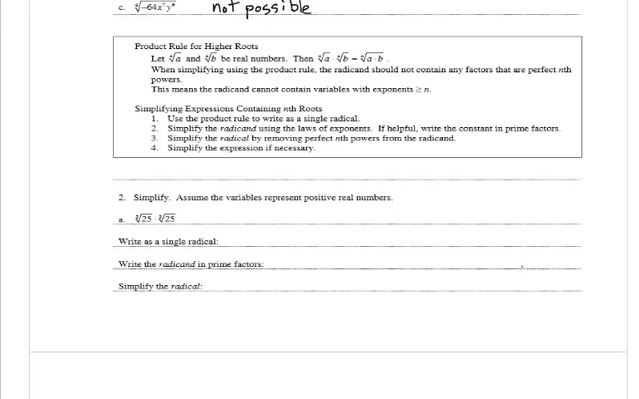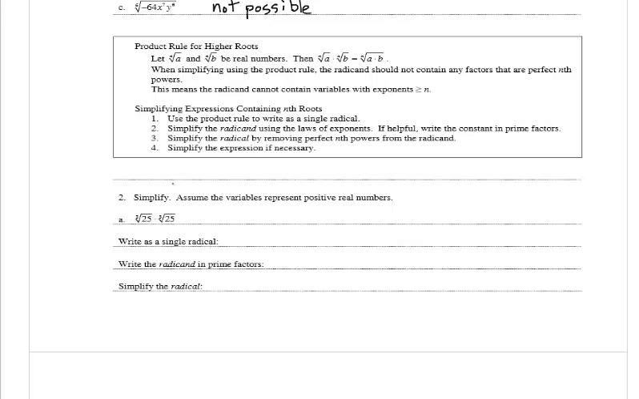And simplifying expressions containing nth roots. 1. Use the product rule to write as a single radical. 2. Simplify the radicand using the laws of exponents. If helpful, write the constant in prime factors. 3. Simplify the radical by removing perfect nth powers from the radicand. And 4. Simplify the expression if necessary.